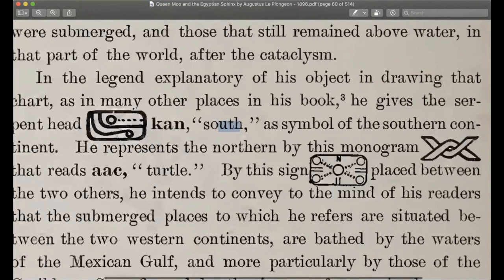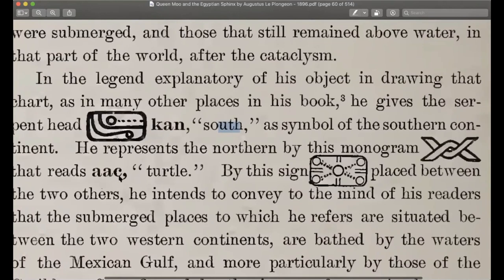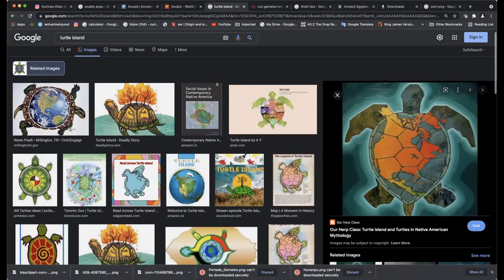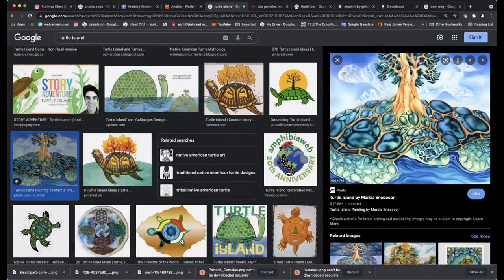He represents the northern by his monogram. Look at that, it looks like an X. That reads Ak, turtle. Turtle, the North, Turtle Island, North America. So real quick, we're just talking about Turtle Island right here, with the big giant trees and stuff.